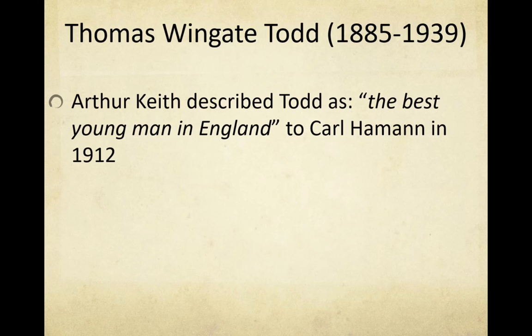For example, when Carl Hammond recruited Todd to come to Western Reserve University to be their new chair of anatomy, it was actually on Keith's recommendation, where he described Todd as, quote, "the best young man in England." And Kern, a historian who wrote his dissertation on Todd, notes that Todd would go on to name his firstborn son Arthur after his mentor Arthur Keith.